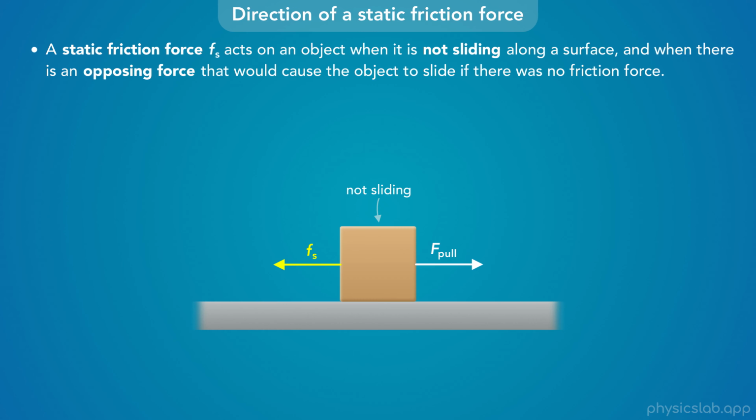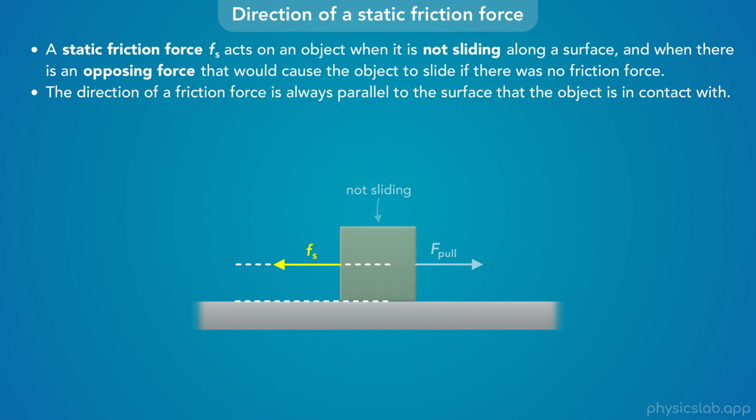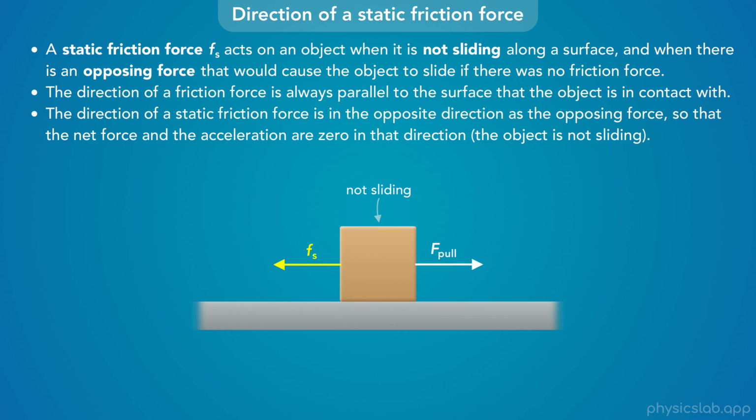But how do we know the direction of the static friction force? First, the direction of a friction force is always parallel to the surface that the object is in contact with. So this friction force is parallel to the ground. Second, the direction of a static friction force is in the opposite direction as the opposing force, so that the net force and the acceleration are 0 in that direction because the object is not sliding.